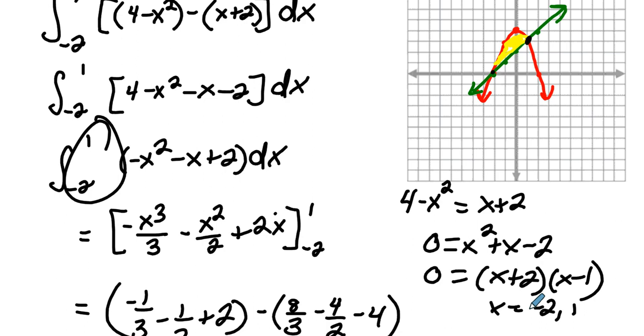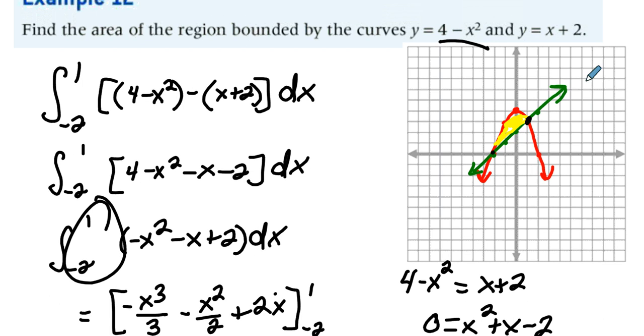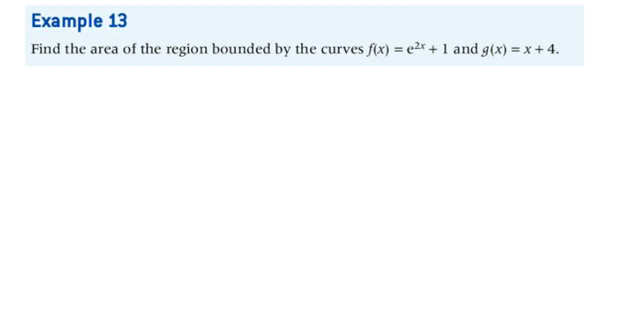And then if you're not sure which function is above and which function's below, pick a number in between these and see which one gives you the higher y value. So if I put in 0, which is between these two, I should get out 2 for this function, and I should get out 4 for this function. So that's how you can see which one's above from there too, if it's not easy to graph, because sometimes they're not. Okay.